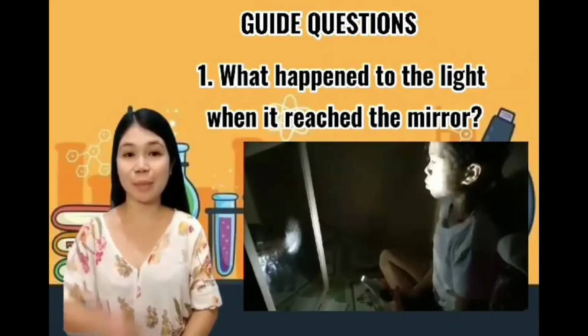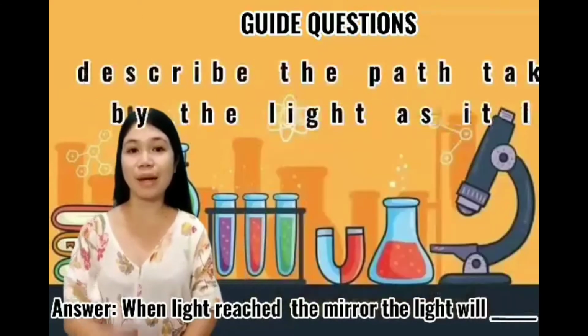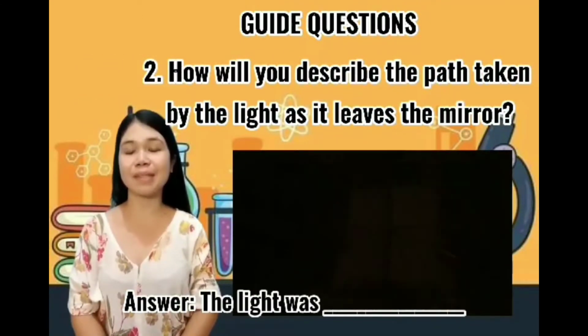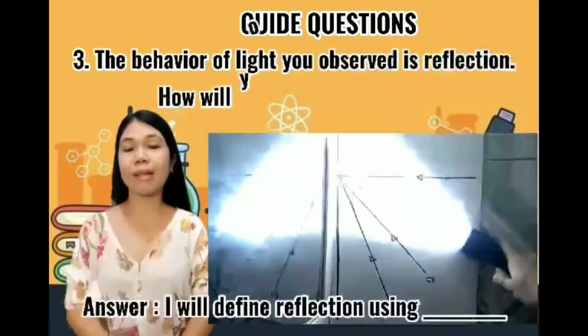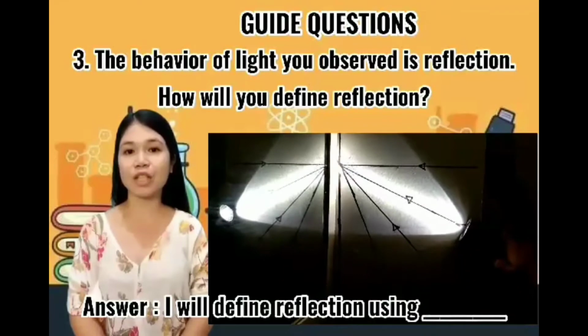Guide question number 1. What happened to the light when it reached the mirror? Number 2. How will you describe the path taken by the light as it leaves the mirror? Number 3. The behavior of light you observed is reflection. How will you define reflection?